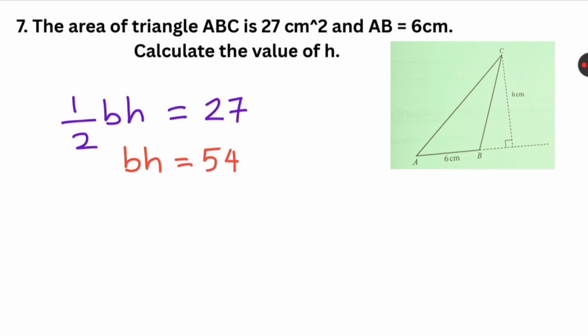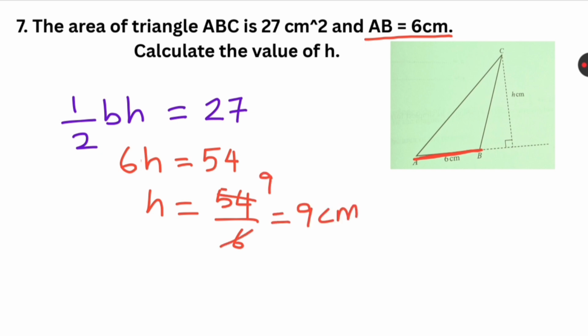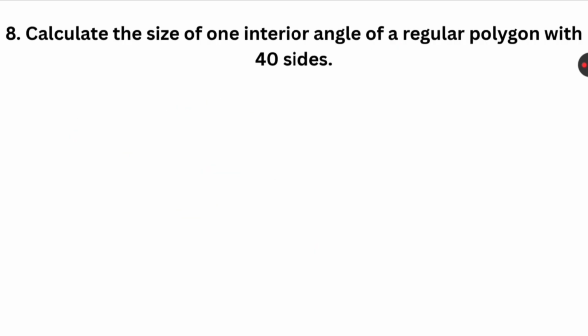And also they gave AB is 6 centimeters. That means this is the AB, which is nothing but the base. So if base is 6, instead of B, we have to write 6 here. 6H is 54. Then H is 54 divided by 6. That is 9 centimeter. The height is 9 centimeters. That's it. This is also a simple one. Let's go to the next question.